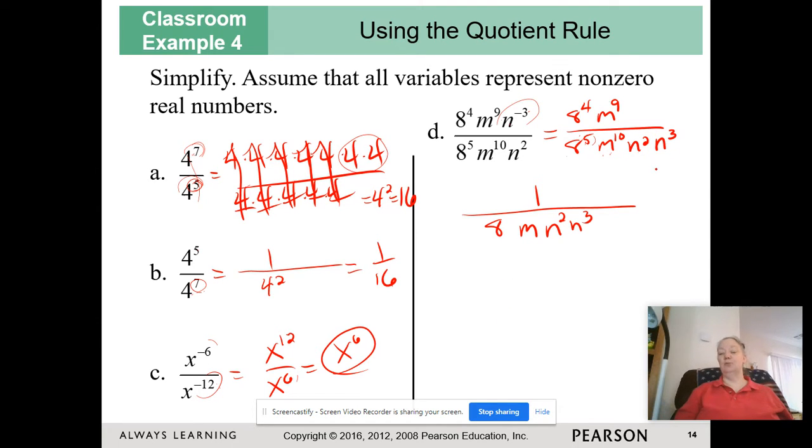Now we're going to use the product rule. We're going to multiply these, and we have 2 n's and 3 more n's, so altogether we have 5 n's being multiplied. Ask yourself, did you simplify the coefficient? Yes, we did. Did we write our answer with all positive exponents? Yes, we did. Did we write our variable more than once? No, we didn't. We're good to go.